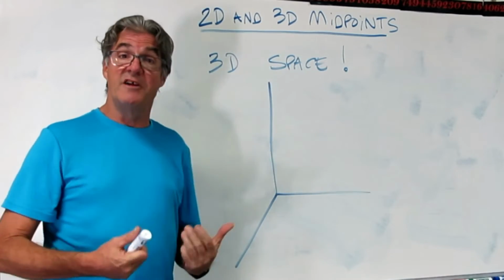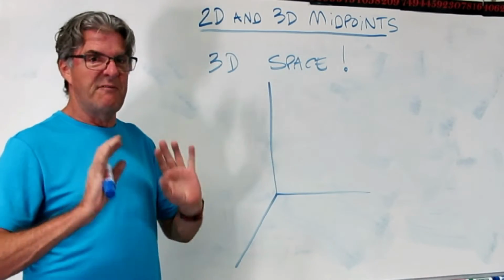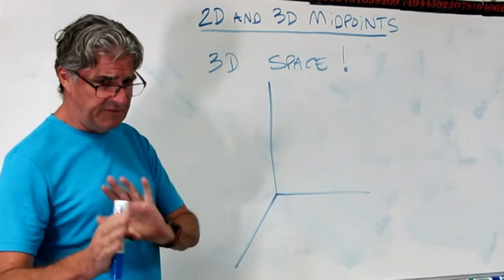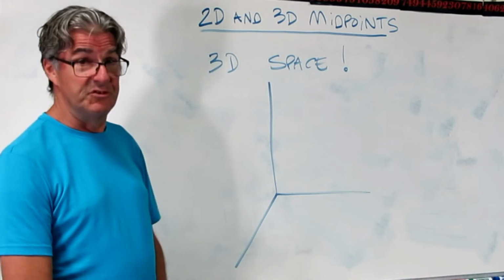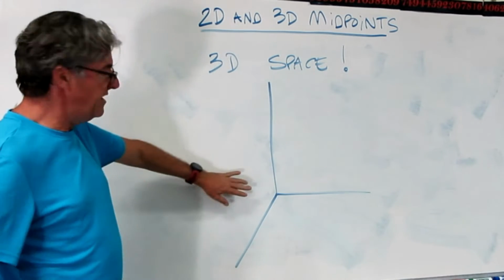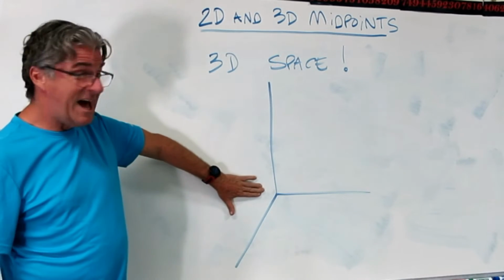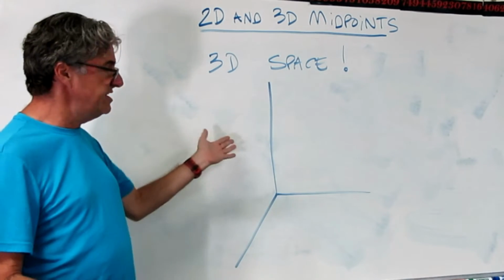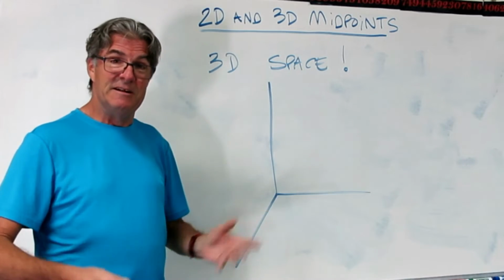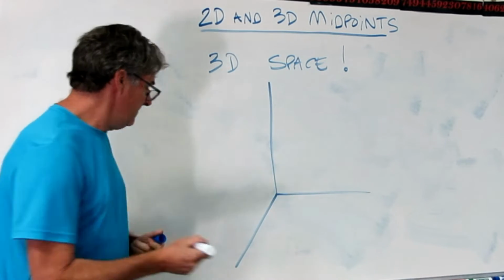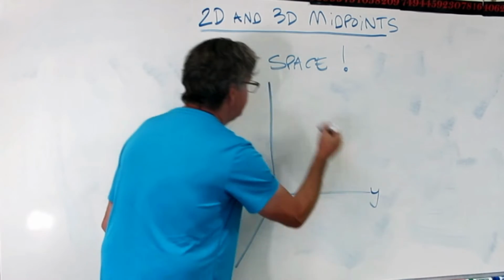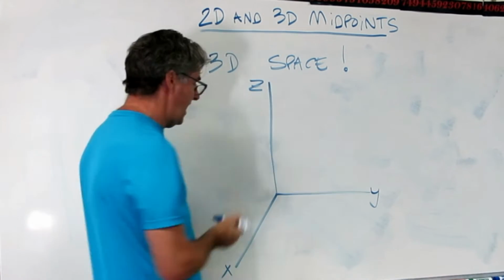Okay, we're going to move on to the 3D midpoint formula, but first I need to introduce you to 3D space. Not quite the final frontier, but it's new. Okay, so what I've done is I've drawn a 3-axis system here. Now the challenge with 3D space is that we're representing it on a 2D plane, so you have to kind of use your imagination. This would be the x-axis, this is the y-axis, and the z-axis is the vertical axis.